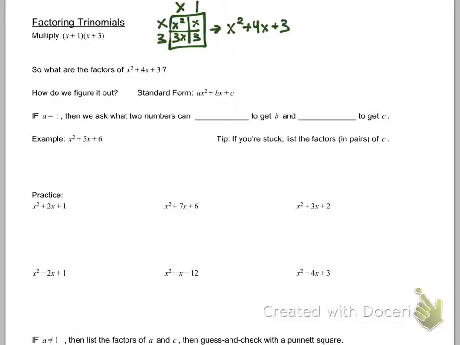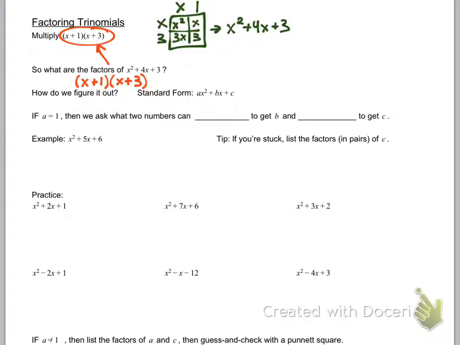3. So if I asked you, what are the factors of x squared plus 4x plus 3, well, you should say, hey, it's what we just multiplied together, right? Because that's what a factor is. It's whatever multiplies to get you a number or expression. So yeah, that's the factors. So how in the world do we get that? Well, that's what I'm going to show you here in this video today.